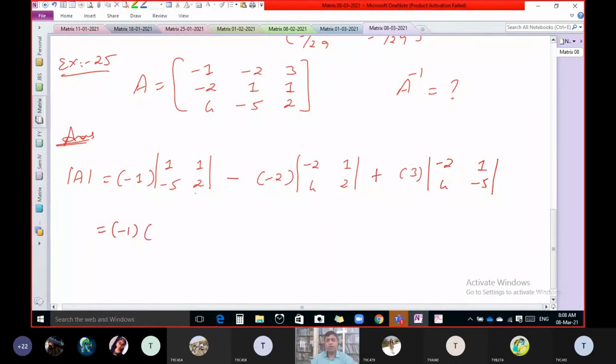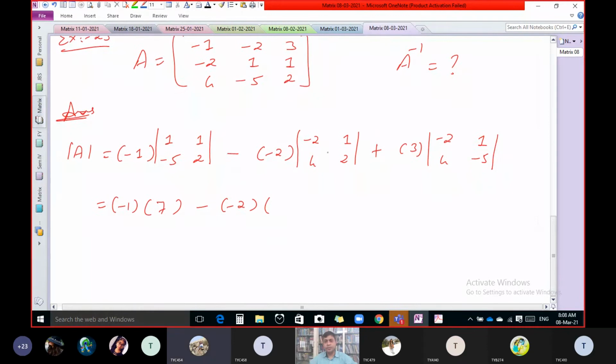We know how to calculate a 2 by 2 matrix. Tell me the answer for this 2 by 2. This 2 with 1, that is 2, and -5 with 1, that is -5. So we get 2 minus -5, that means 2 plus 5, that means 7. Then minus, you can keep this minus as it is, -2 as it is. Now tell me the answer for this determinant. -4.